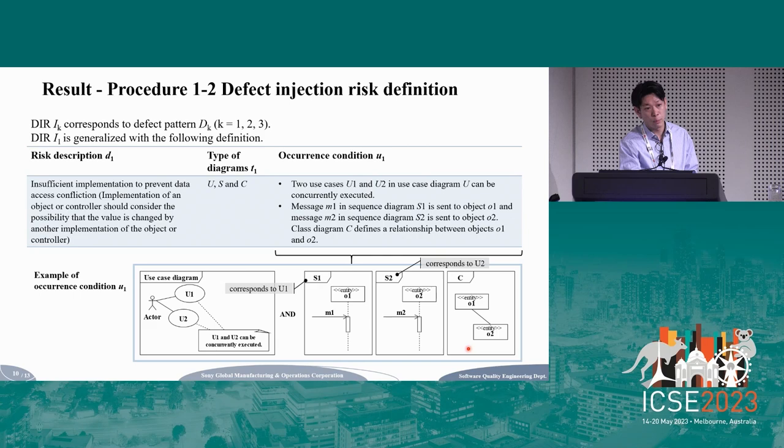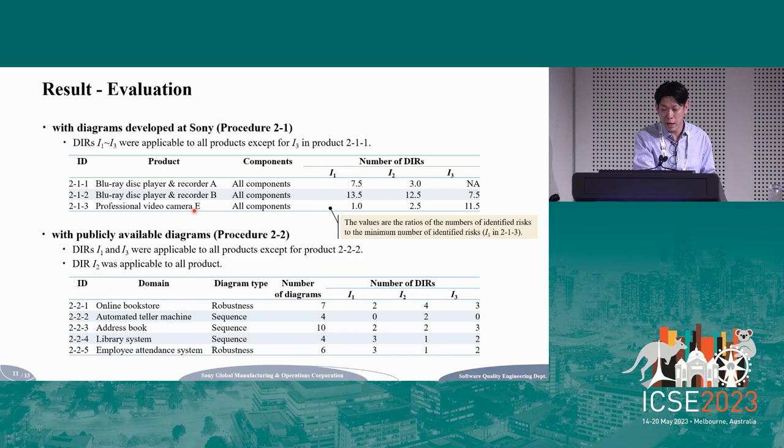In the next slide, let me explain the results of the evaluations. In evaluation with diagrams developed at Sony, all DIRs were applicable to all products except for ICE3 in product 2-1-1. In evaluation with publicly available diagrams, I1 and I3 were applicable to all products except for product 2-2-2. I2 was applicable to all products.